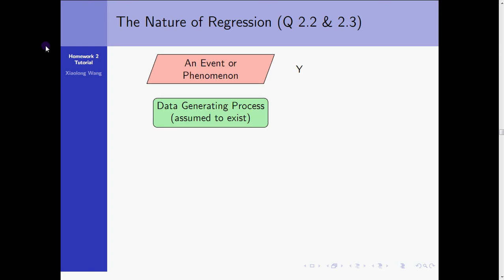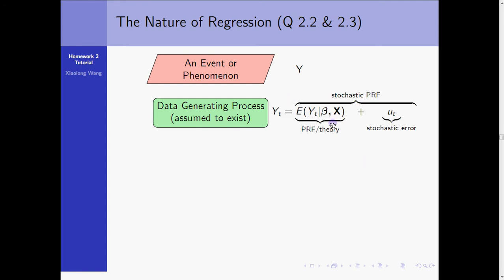So for this reason, we assume that there is a data generating process that gives rise to Y. We assume this process exists and takes a form like this. Notice that there are two parts in the data generating process. One is the systematic part, and the other is the stochastic part. Let's first take a look at the systematic part. This is what we call the population regression function, or the theory. It describes a relationship between X and the conditional mean of Y.